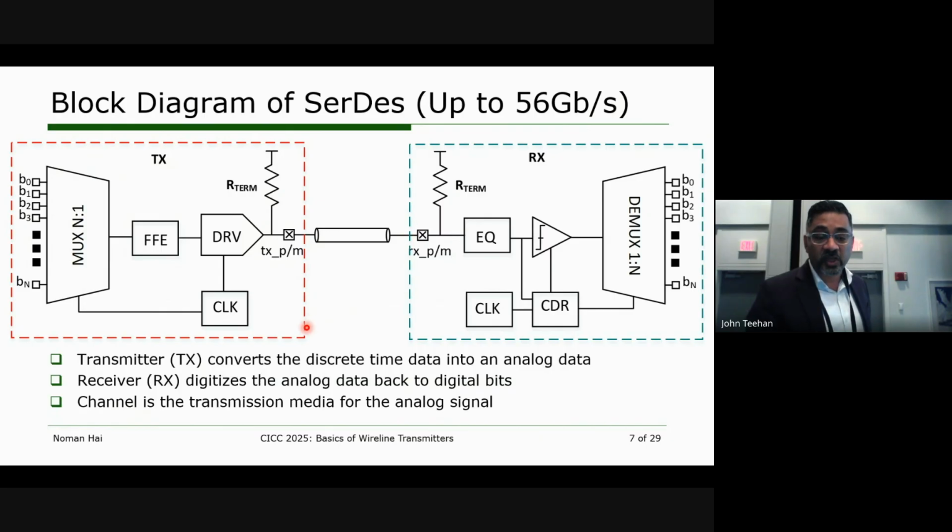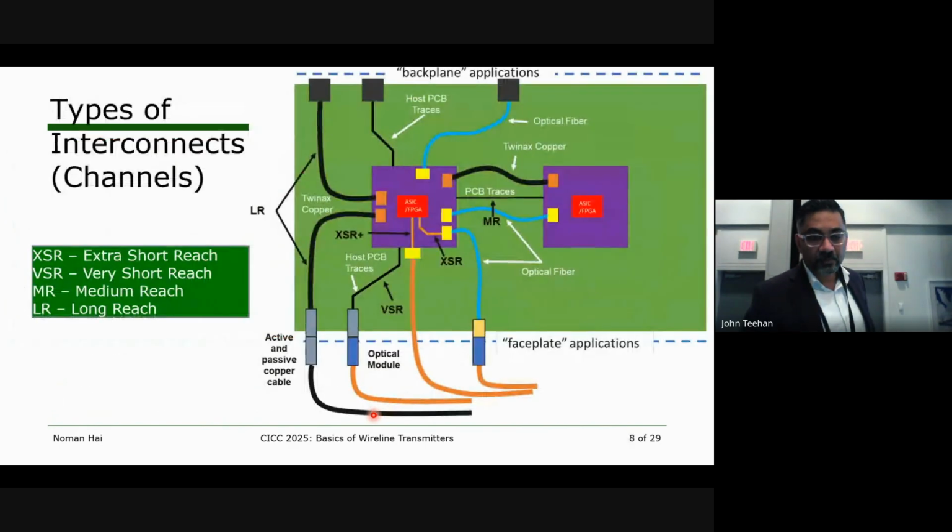And what does it mean by channel? We can say the channel is the transmission media for the analog signal, and that channel could be anything. There could be a wireless channel as well. But in this specific context, we are talking about electrical or copper interconnects, so I'm going to stick to that one. Otherwise, the channel could be anything.